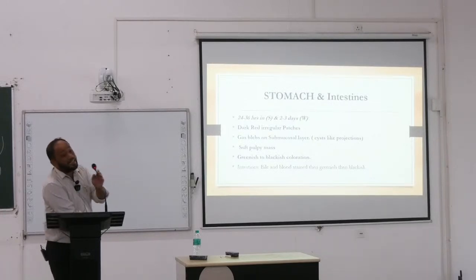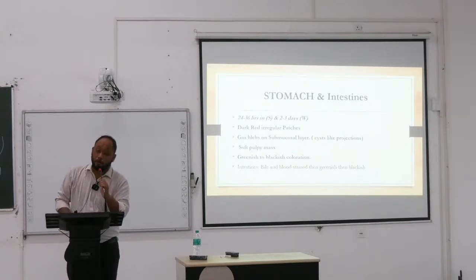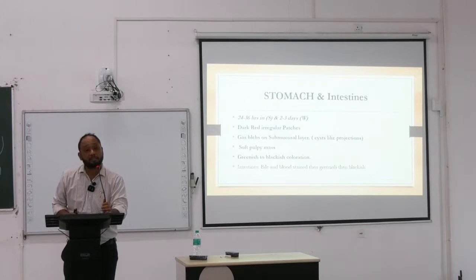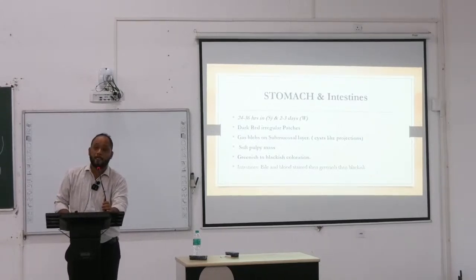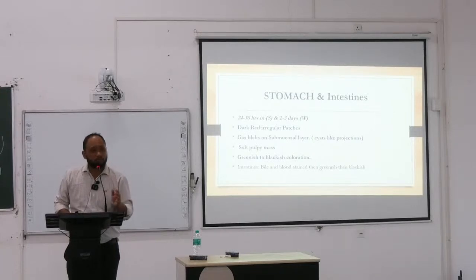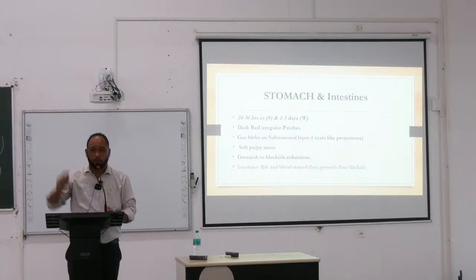Dark red irregular patches on the stomach. Point to be noted, in the mucosa there can be multiple petechial hemorrhagic spots in the stomach. Any idea what the reason is? Why can there be multiple injuries in the stomach? Guess work. If I am doing a postmortem and I see a lot of injury in the stomach, that is represented in the form of petechial spots.